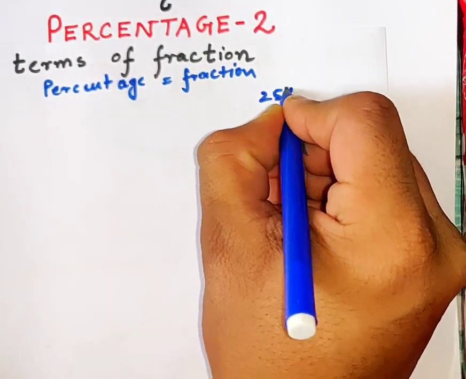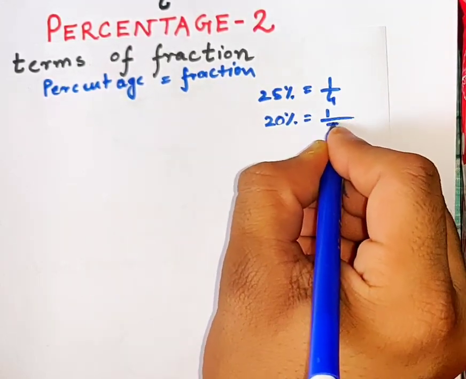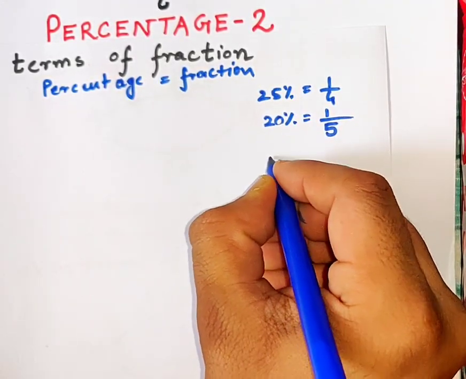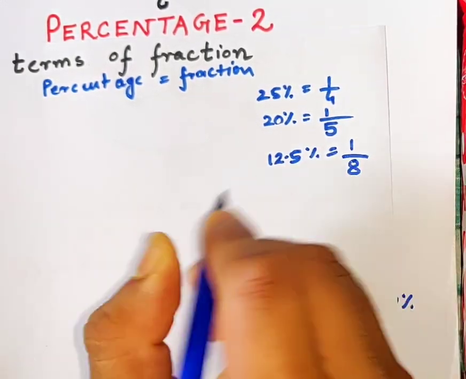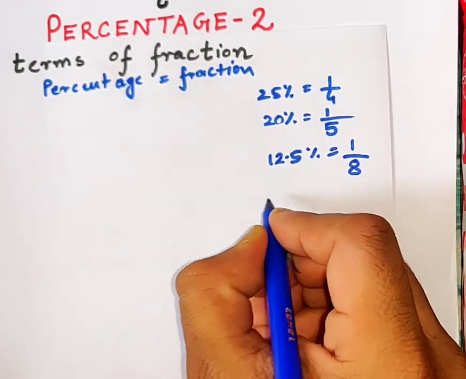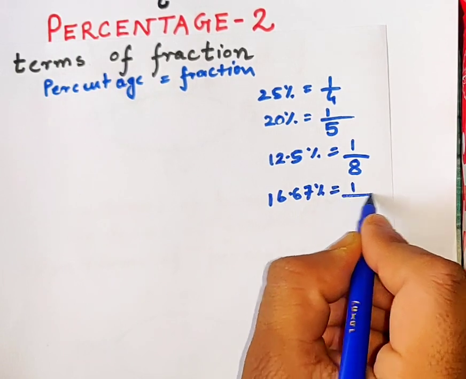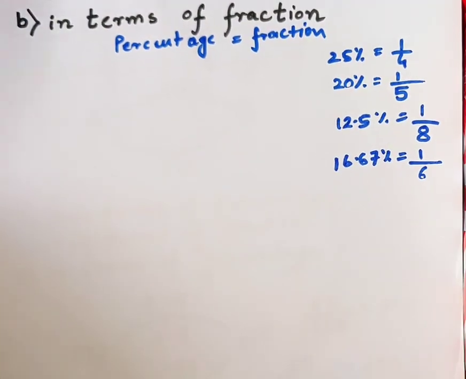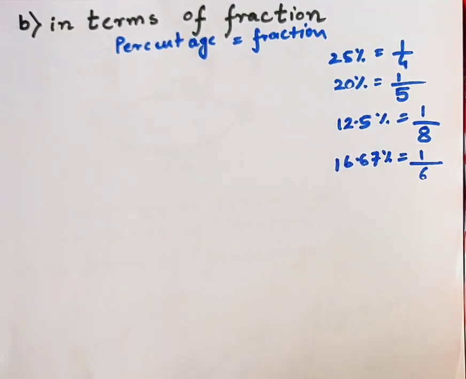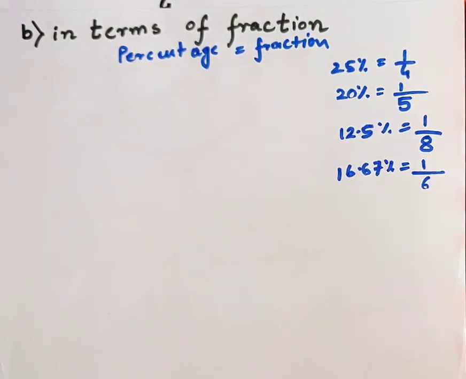Because you know 25% is 1 by 4, 20% is equal to 1 by 5, 12.5% is equal to 1 by 8. These values you must remember. 16.67% is equal to 1 by 6. So you know percentage is equal to fraction. Nothing new we will be learning, just the same thing we did in terms of percentage.